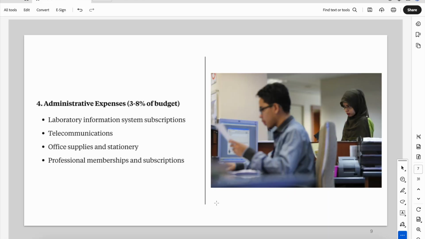Number 4, administrative expenses, 3 to 8% of budget. These often overlooked costs include laboratory information system subscriptions for managing test orders, results, and quality control data, telecommunications for connectivity between laboratory instruments, hospital information systems, and external reference laboratories, office supplies and stationery for documentation, reporting, and administrative functions, professional memberships and subscriptions for staying current with industry standards and best practices.